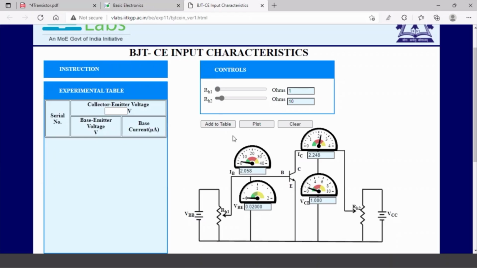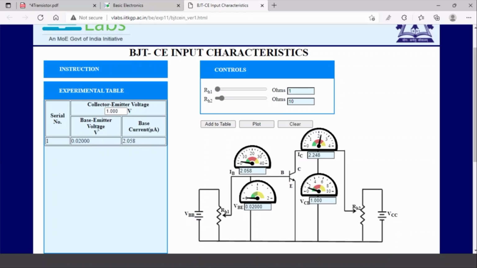So what can you do here? The first step is, now this is 1 volt, at this what is the value of base current? So whatever the values you have, 2.058, that is in microamperes. IC is 2.248 microamperes. So just click on add to table. Whenever you click on add to table, whatever these values are, that will get added to this observation table.